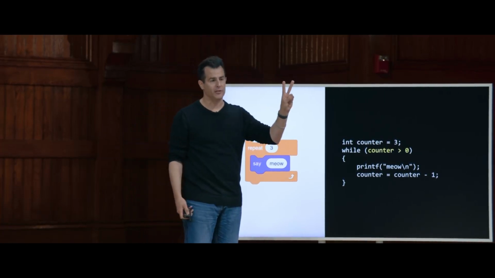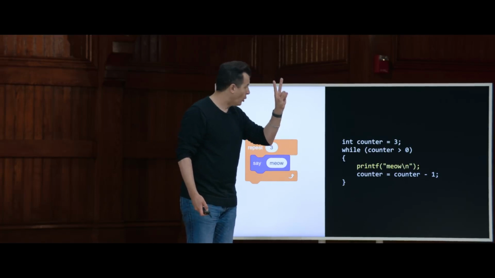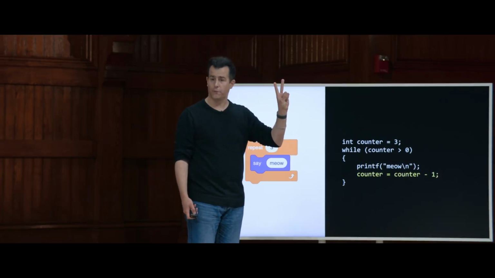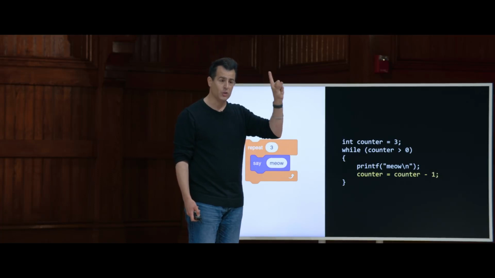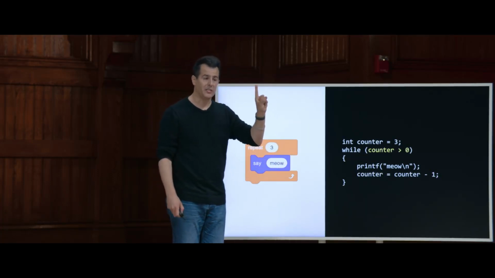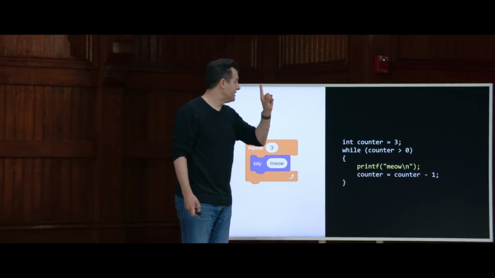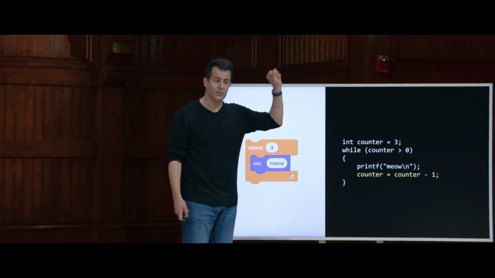So is 2 greater than 0? Obviously so. So you go into it. You print a meow. You go into it and decrement counter further by 1. So now my hand is holding up 1. Now we wrap back around to the Boolean expression. Is 1 greater than 0? Obviously, we print out a third meow. We then decrement counter again, and my hand goes to 0.